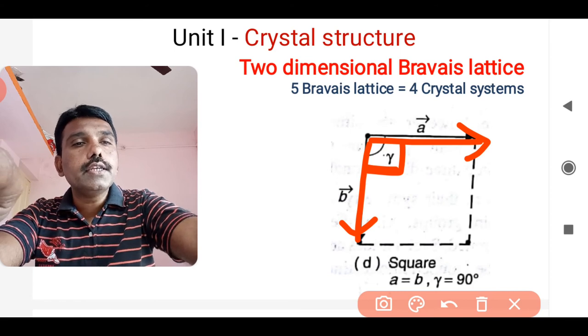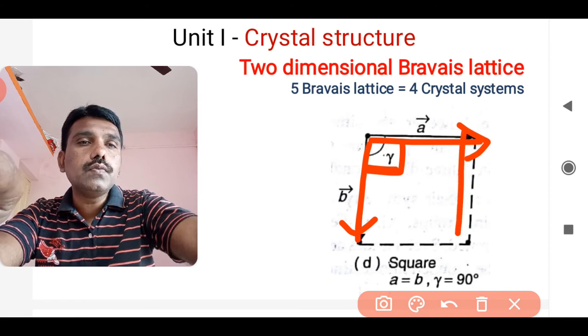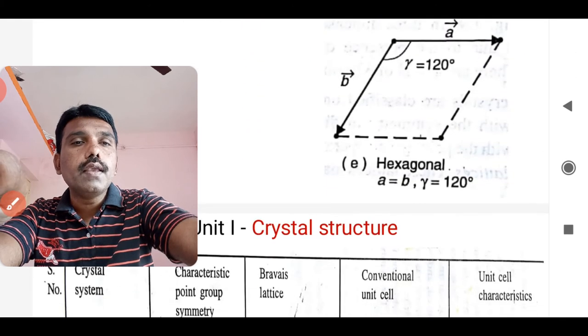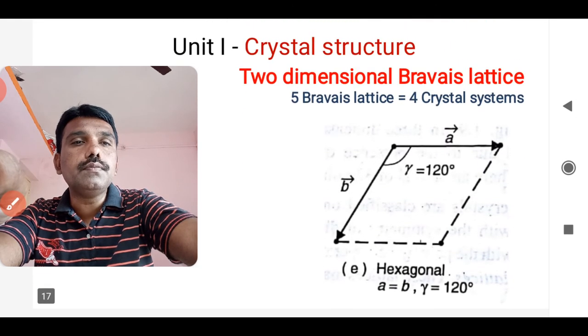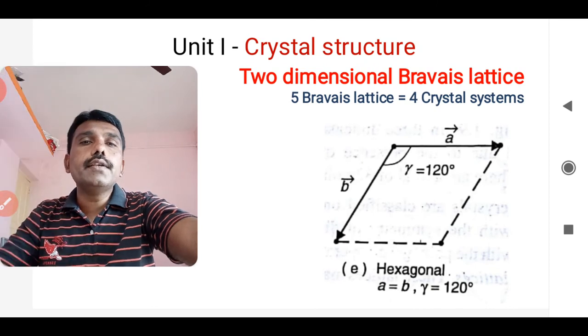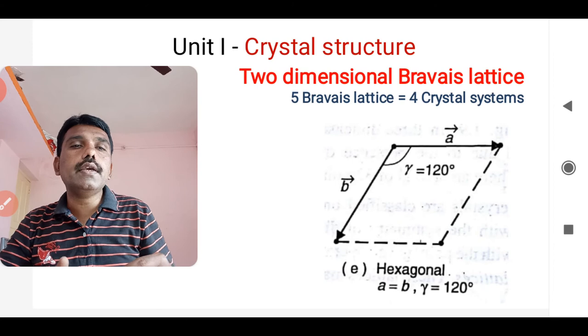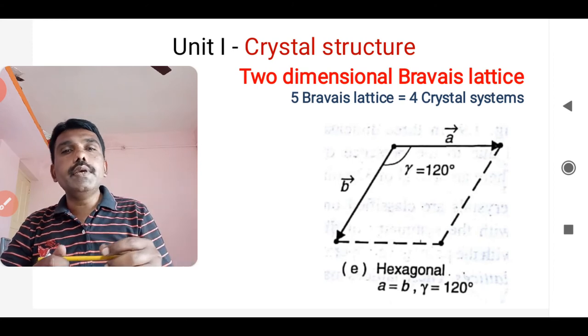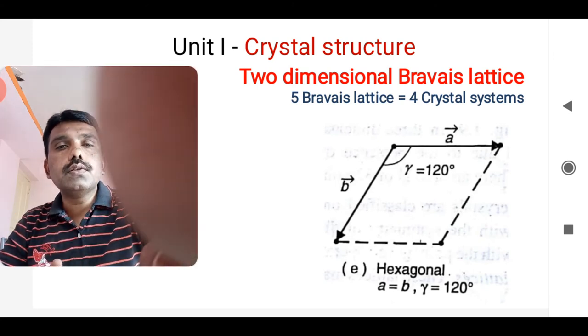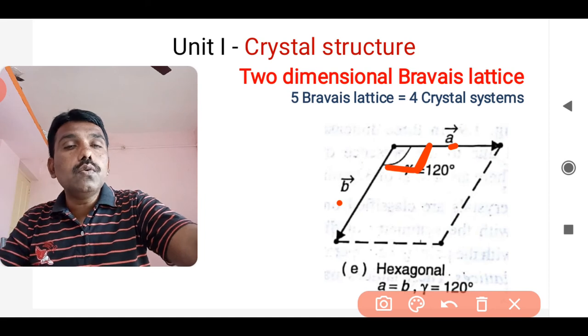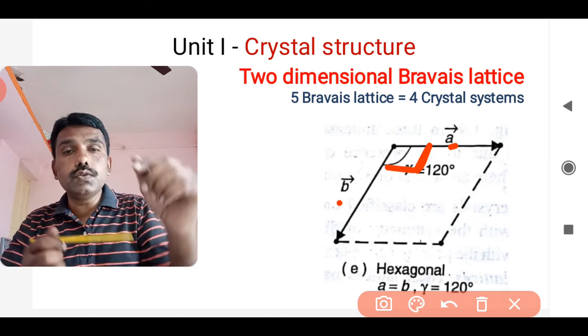Now the next part, which is the last one, the Bravais lattice in the two-dimensional case, is called hexagonal. If you look at this hexagonal case, what happens? A and B are equal. If you look at this A vector and the B vector, they are of equal length, but the angle in between them is equal to 120 degrees, and it is like this.